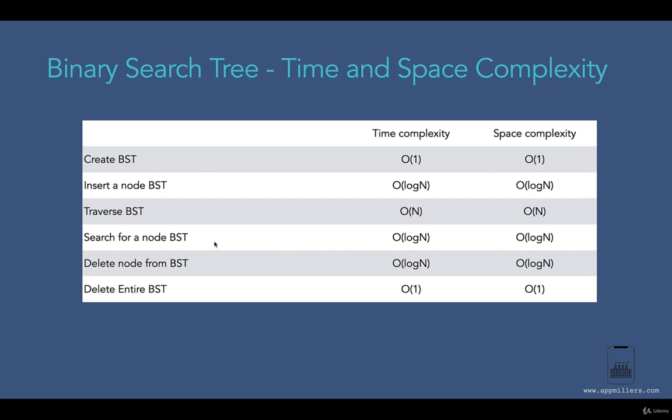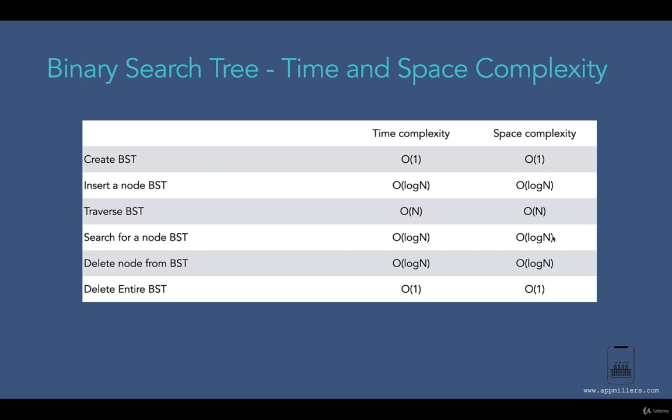Now the next method is searching for a node in a binary search tree. In this case it takes O(log n) time complexity, because when we are searching for a value in a binary search tree, we are comparing the value with the root node. If it is less than root node, we continue to the left subtree. If it is greater than the root node, we continue to the right subtree. So we are eliminating the left or right subtree. That's why the time complexity is O(log n).